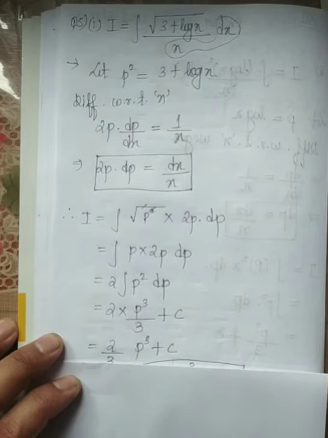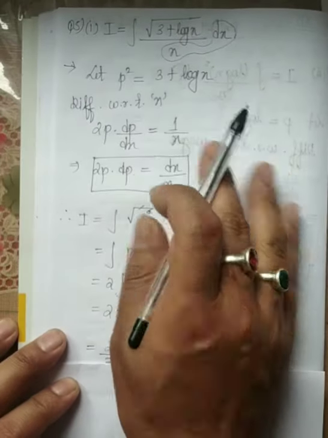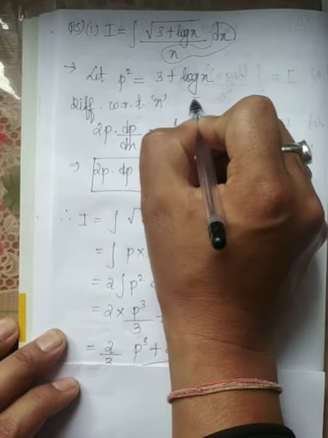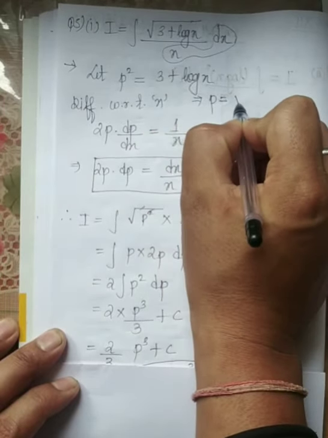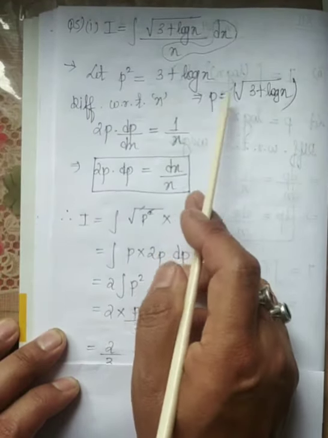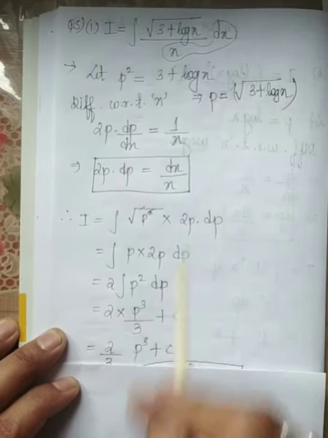Now I need to put the value for p, isn't it? By the way, what is my p square? My p square is 3 plus log x. So therefore from here, what is the value for p? P will be root over 3 plus log x, isn't it or not? Tell me. I hope you're clear. P is equal to root 3 plus log x. So this p we need to put out here.